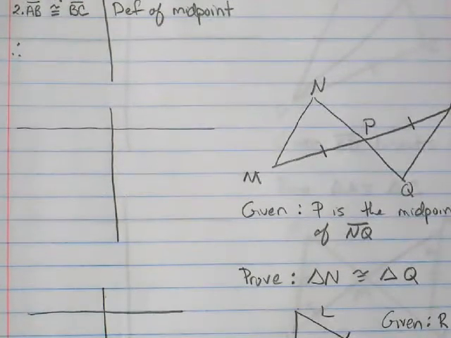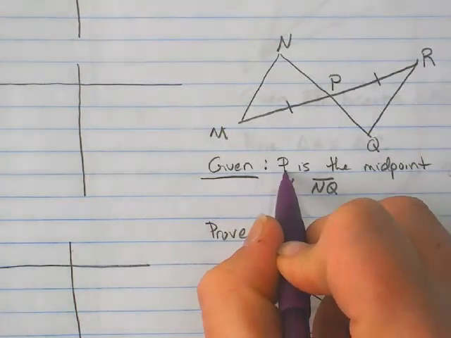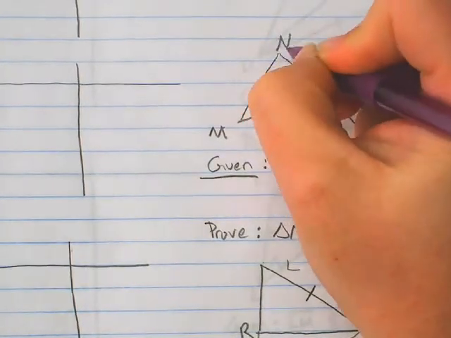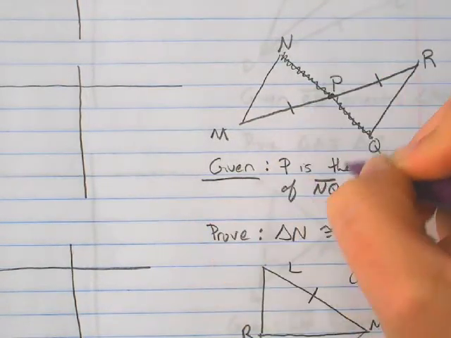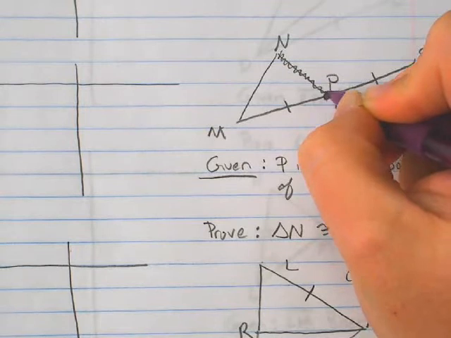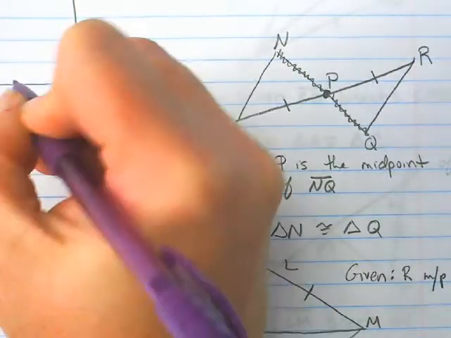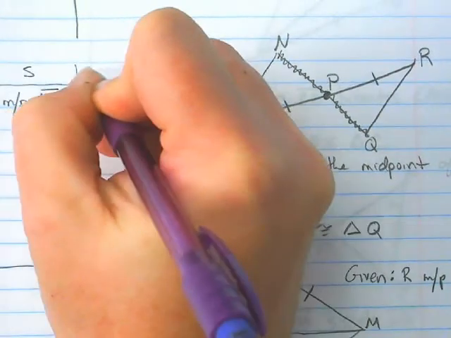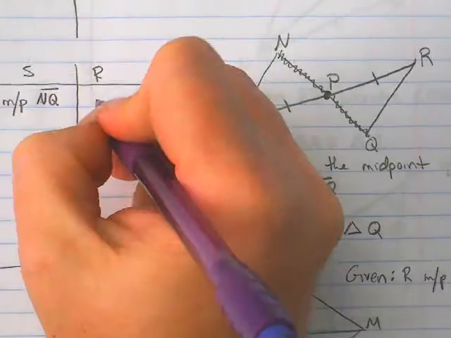Let's apply this to an actual triangle. Here we have two triangles, MNP, QRP. Given P is the midpoint of NQ. Make sure when you're reading your givens you mark them. P is the midpoint of NQ. That is the very first thing we write: P midpoint NQ. And the reason is given.